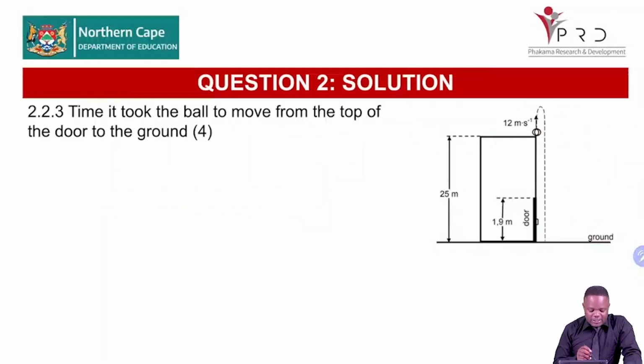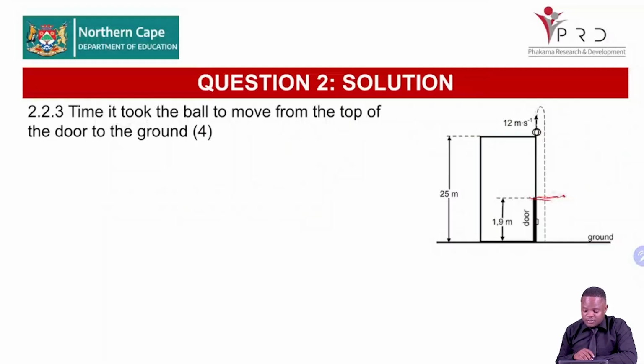Right, now we need to calculate the time it took the ball to move from the top of the door to the ground. Quite an interesting question there. Right, I want you to take note. When it comes to vertical projectile motion, there are questions of this nature which you need to do in parts. You need to understand a certain part first so that you can progress to your solution. What am I talking about? When we look at this movement of our ball, we can split it now into two phases. Okay, the first phase is the movement of the ball from time of projection and then to when it hits the height of the door.